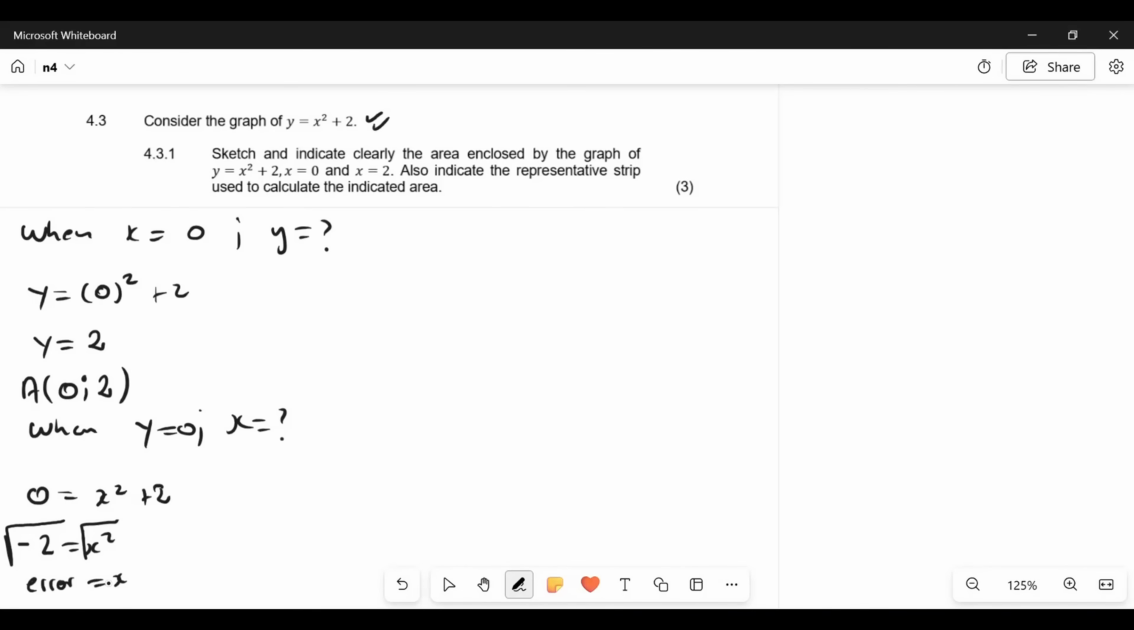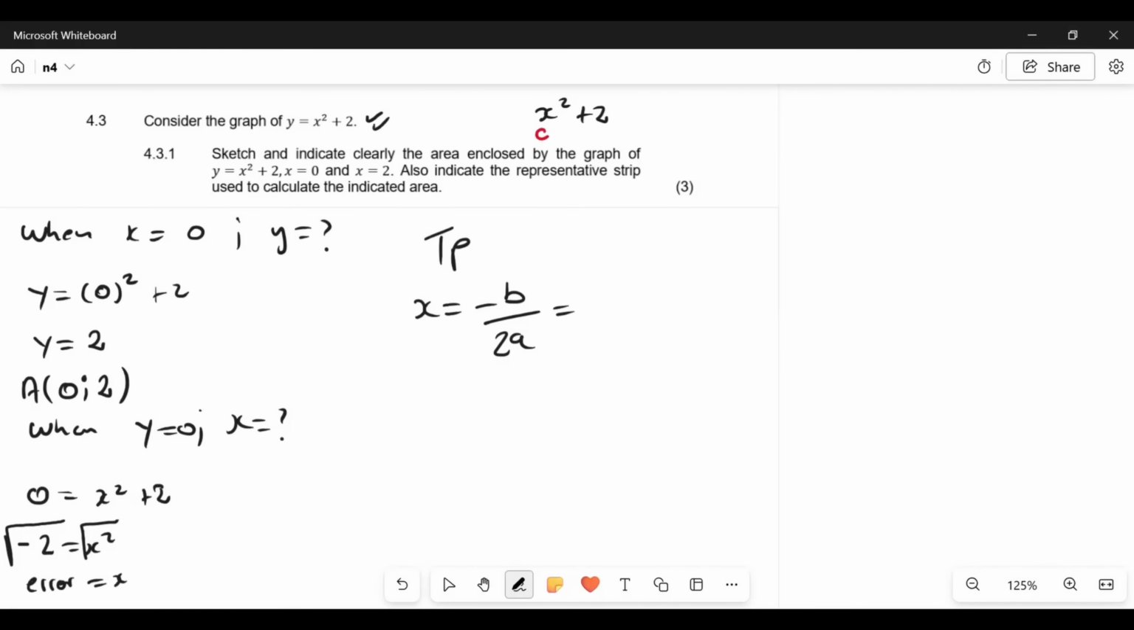So don't worry, guys, if it's an error like this, this means that we do not intercept the x-axis with this graph. We know that there is no interception on the x-axis. Let's find the turning point because this is still a parabola. So in order for you to find the turning point, there is this formula: x is equal to negative b over 2a, right? So look at our equation here. We have x squared plus 2 there.